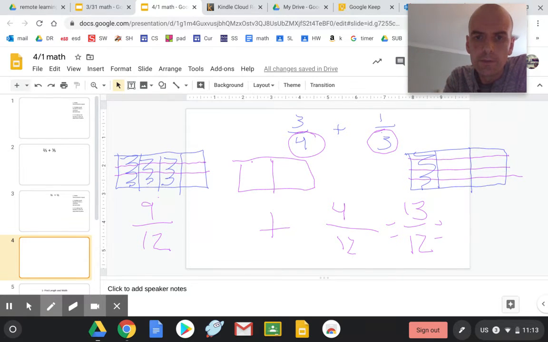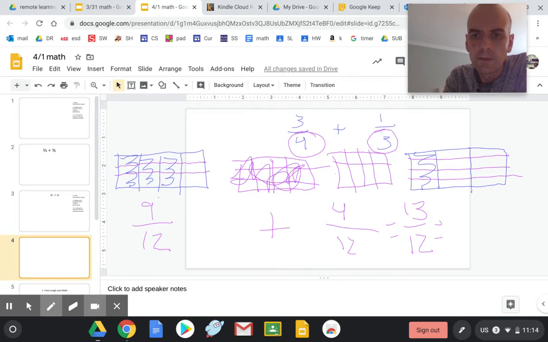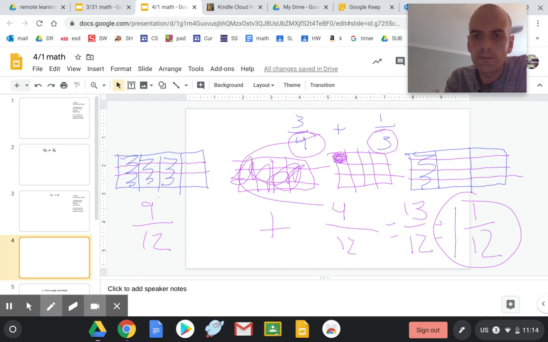They would. This would be 12/12. So for 13/12, I would need one more. So it would be 1 whole and 1/12. That would be your answer.